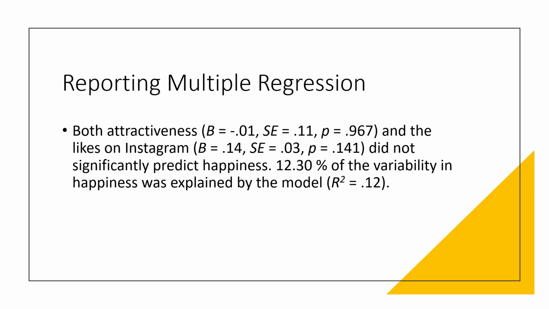To report the results of multiple regression, first describe whether your independent variables predict your dependent variable or not. For instance, both attractiveness and likes on Instagram did not significantly predict happiness. You also provide values for standardized regression coefficients beta, standard error, and p-value. Do not forget to also mention R-squared, which indicates how much variability is explained by the model.